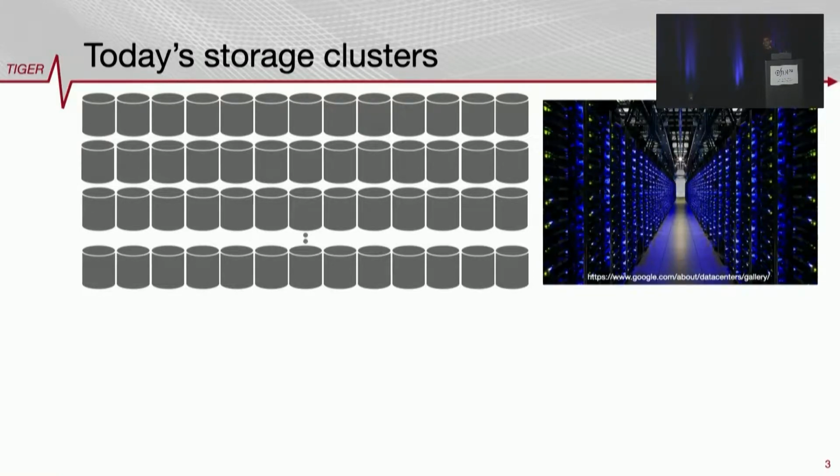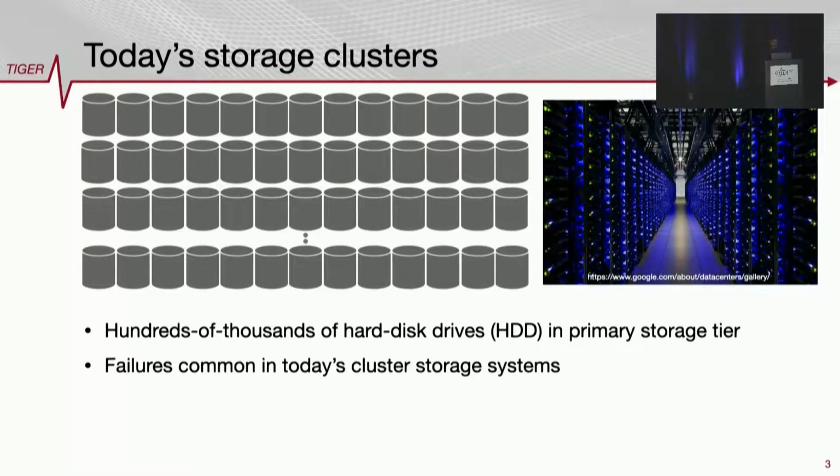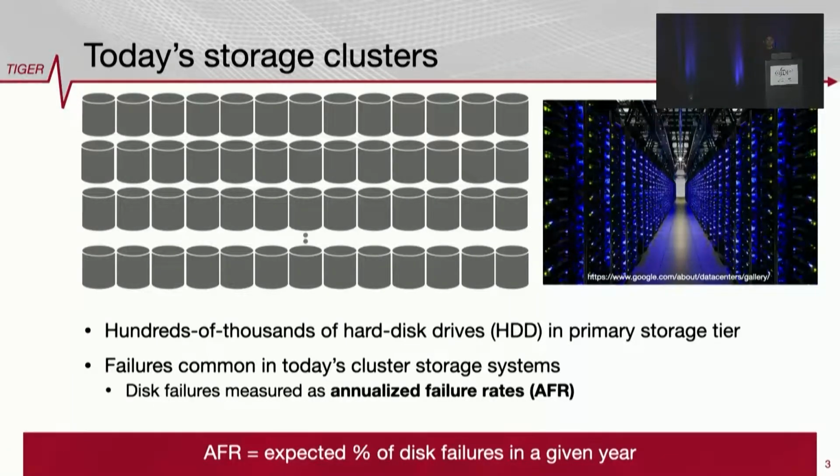So our system Tiger is in the context of large scale storage clusters. So today, hundreds of thousands of hard disk drives make up the primary storage tier. And at such scales, failures are extremely common. And disk failures are typically measured in terms of annualized failure rates, or AFR, which is nothing but the expected percentage of disk failures in a given year.